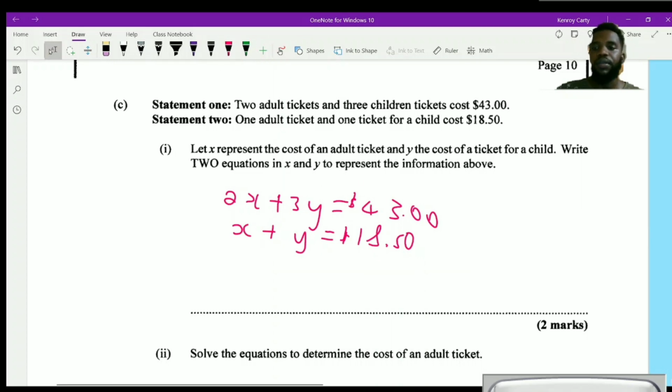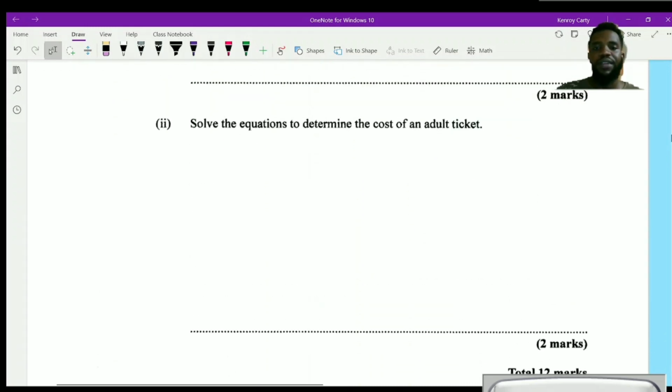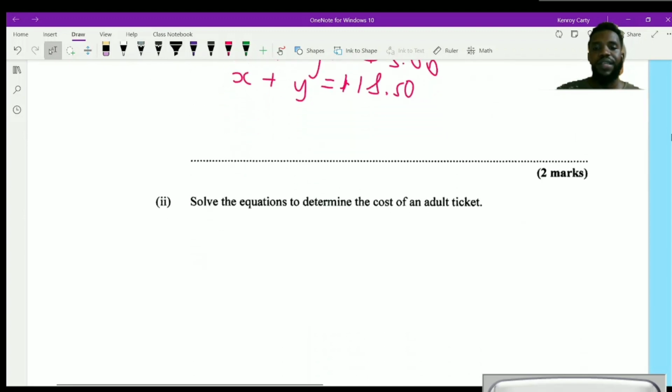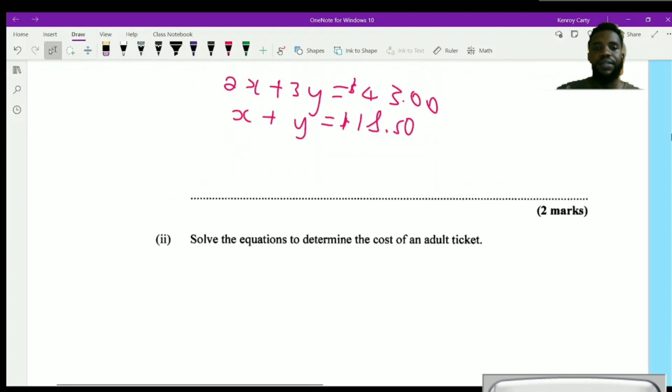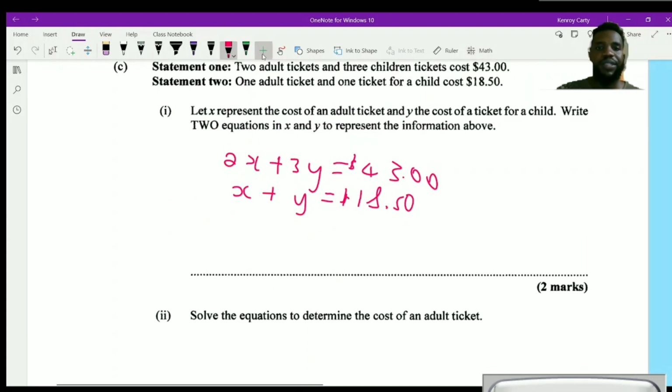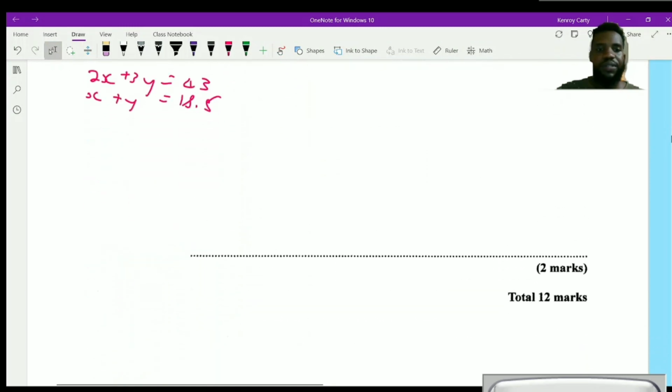Now, of course, part B, once I ask you to write something like this, it's naturally going to ask you to solve it. So solve the equations to determine the cost of an adult ticket. What I'm going to do is write back the equations, and determine what method we're going to be using. So I have 2x plus 3y equal 43. I don't need a .00. And I also have x plus y equal 18.5. Also don't need a 50. Now, in this case, I could use substitution, I could use elimination, whichever way I want to do it.